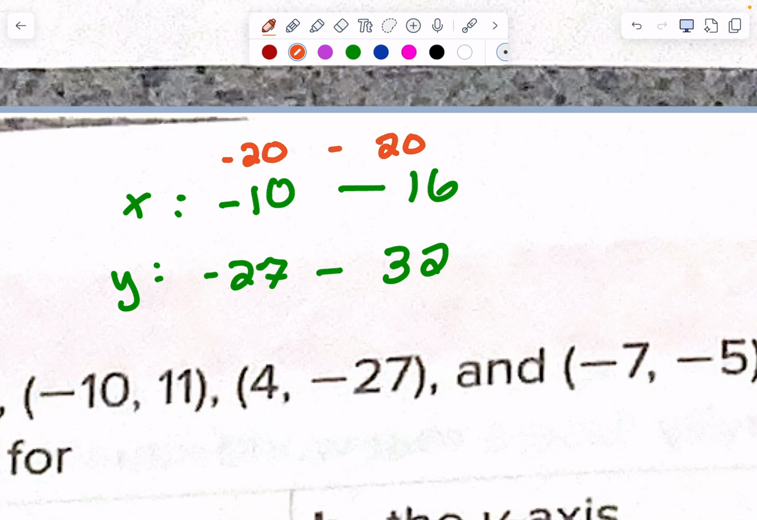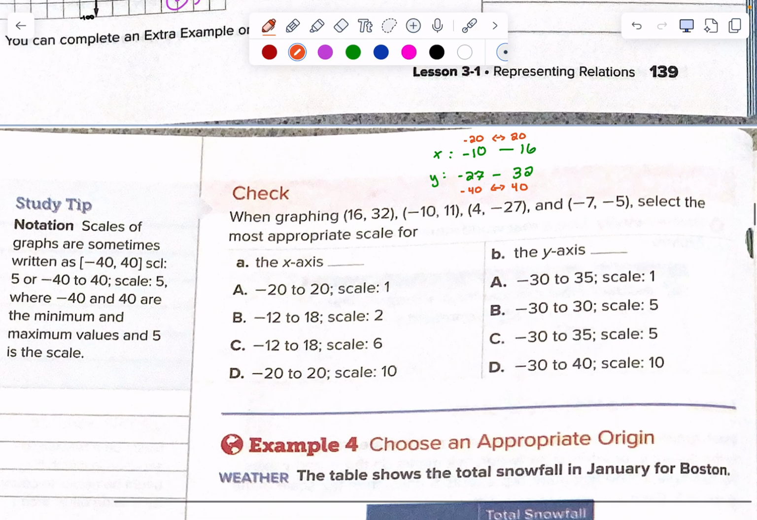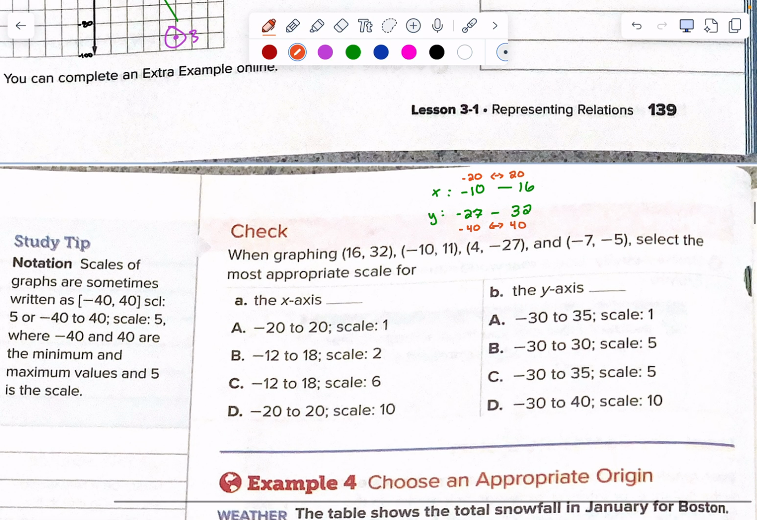Negative 40. I want to go negative 40 to 40. Okay? We want to go a little bit outside of the range. That's not an option. So the x's, they say negative 20 to 20. I like that. And doing a scale of 1, it's either that or a scale of 10. I wouldn't do a scale of 10. I would do a scale of 5, maybe.